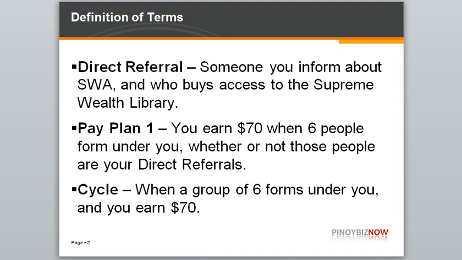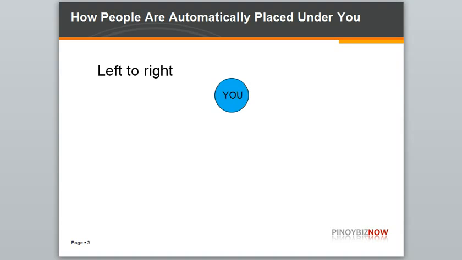In Pay Plan 1, you earn $70 when 6 people form under you, whether or not these people are your direct referral. So it's okay if the people under you in that group of 6 were referred by other people, not necessarily you. And cycle is the term used whenever a group of 6 forms under you and you earn your $70.